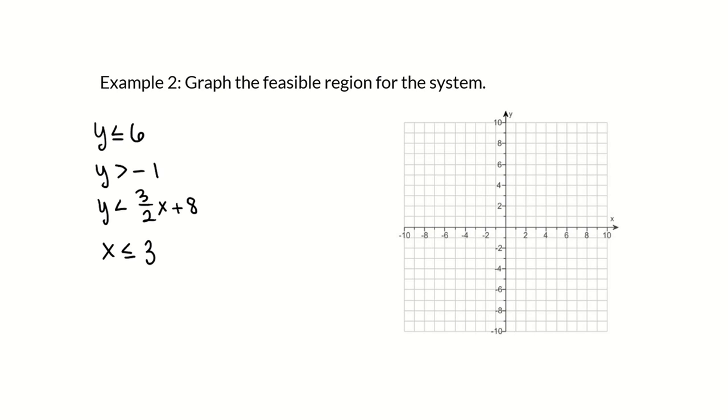Example 2, graph the feasible region for the system, including these 4 equations. First equation is y less than or equal to 6. So that is a horizontal line that goes through y equals 6. Since the inequality is less than or equal to, it'll be a solid horizontal line. Y less than or equal to means that we shade below that line.